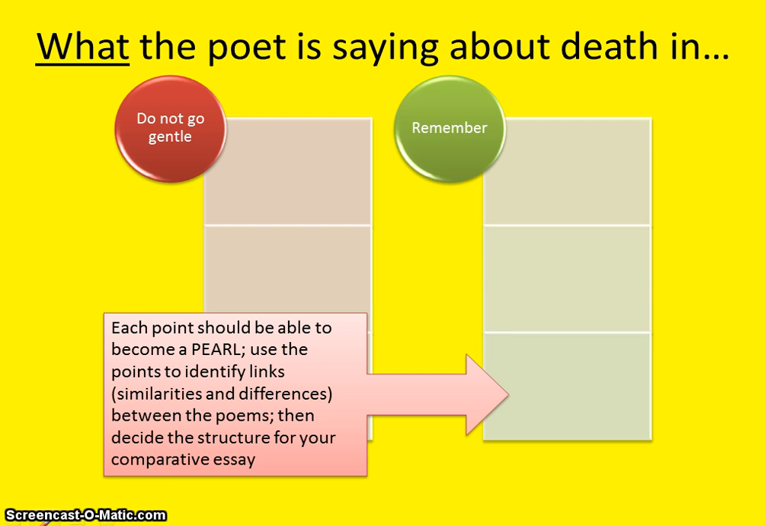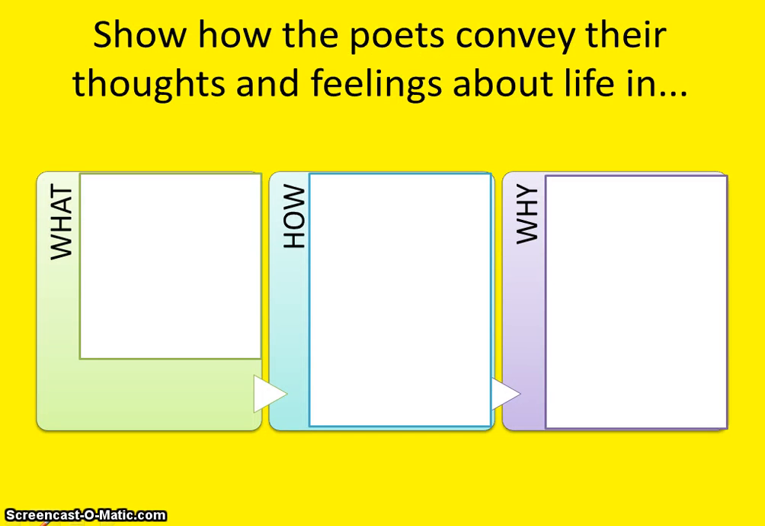So you'd have a paragraph about the structure and what it says about death. And in that structure paragraph, you would talk about Do Not Go Gentle, and you would compare it to Remember. And then you would have another paragraph or two about language and what it says about death. And you would talk about Do Not Go Gentle in that paragraph, and you would also talk about Remember. It's completely up to you how you structure the essay. But this is why it's important to plan. Plan, plan, plan.